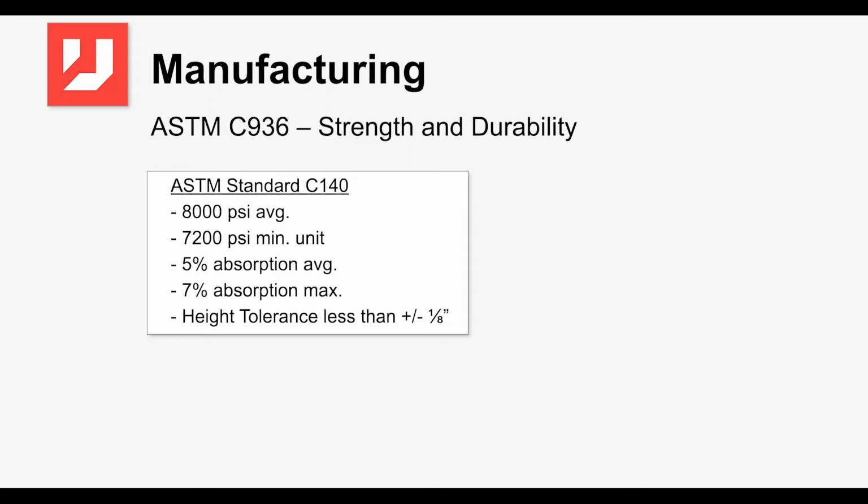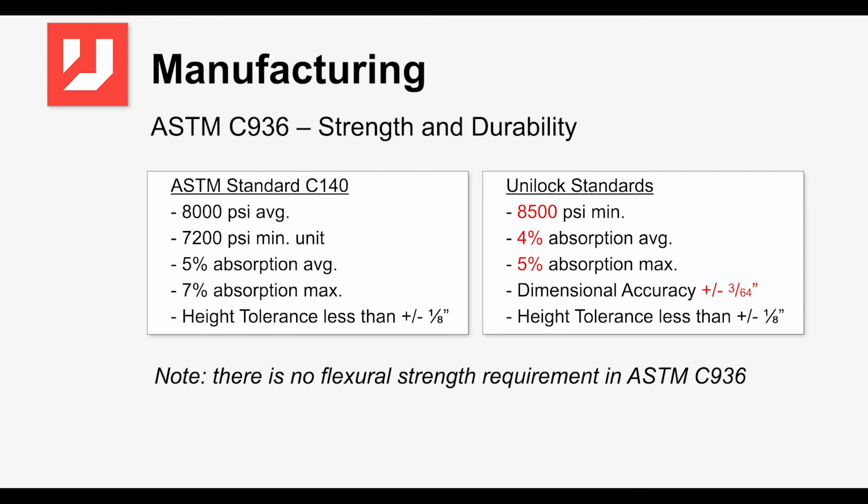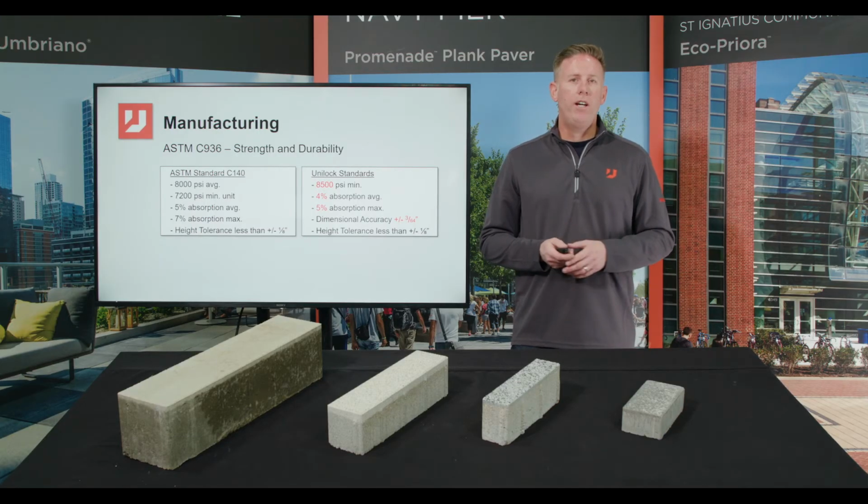So the minimum PSI is 7,200 for a unit with about an 8,000 PSI average, and the absorption is right around 7%. Now the Unilock standards are a little bit higher than that. We're about 8,500 PSI with about a 4% average absorption. Now many of these pavers you see on the table today will have PSI strengths well over 10,000, maybe as high as 12 or 13,000 PSI.